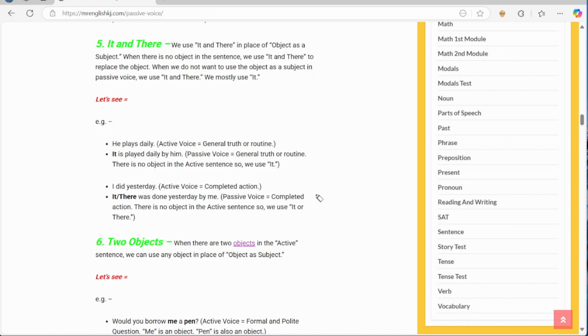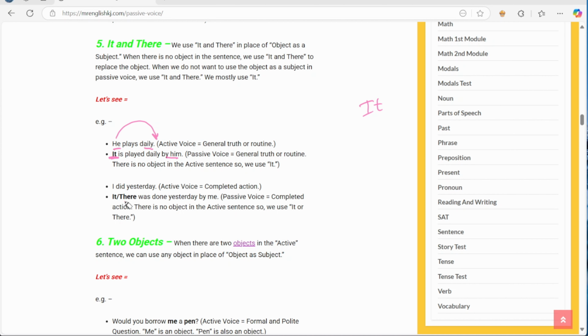It and there. If you remember, the first sentence that I made, there was no object. Sometimes it happens when there is no object in a sentence, like he plays daily. There is no object here. So obviously he goes back and becomes by him, but there is no object. What can we do? We use it. Okay. When there is no object, we create one, it.